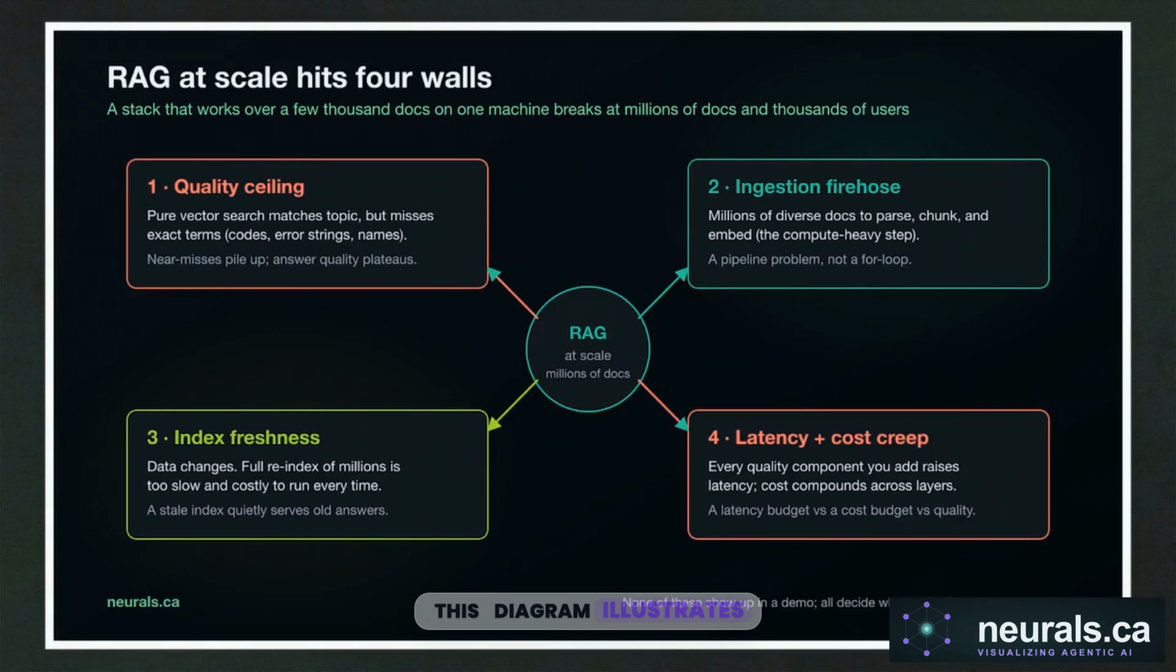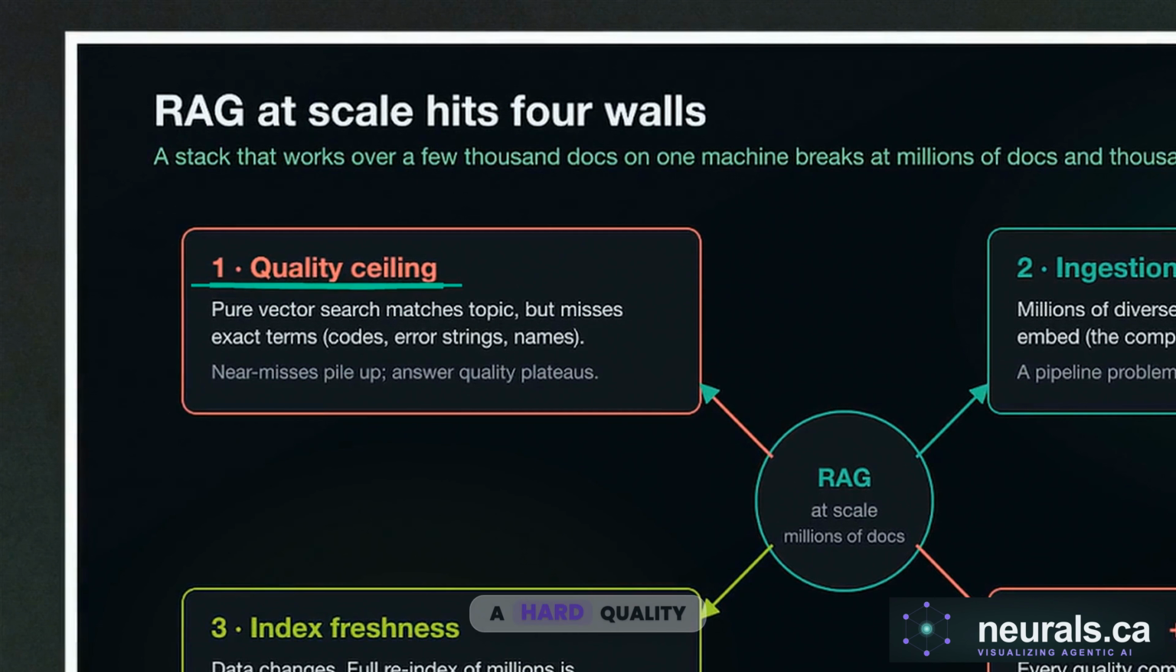This diagram illustrates exactly where that breakdown happens. A stack that works perfectly for a demo shatters against 4 distinct walls when pushed into production. First, your answer accuracy hits a hard quality ceiling. The basic vector search that felt like magic on a small dataset starts returning a pile of near misses when deployed across millions of chunks.